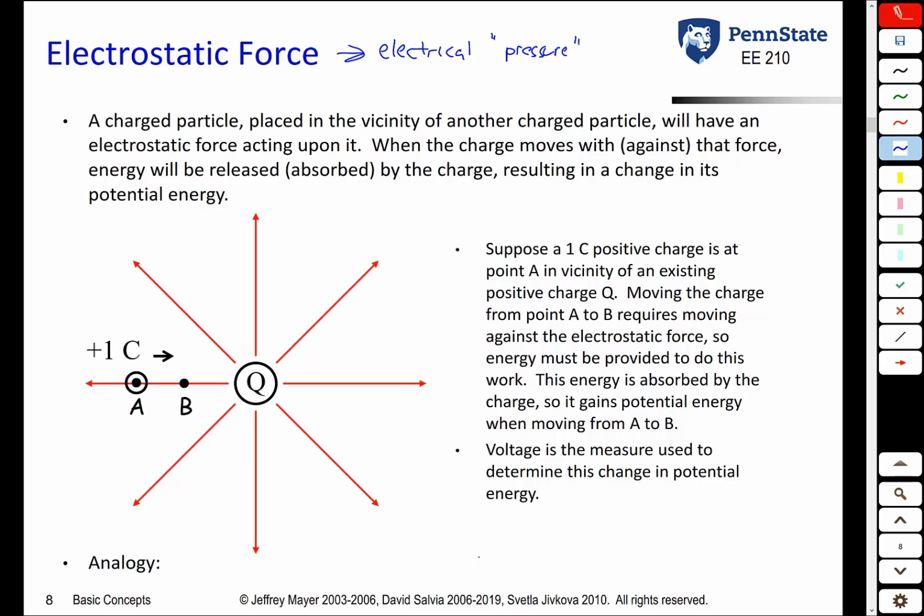By electrical pressure, we mean that electrostatic force is what causes current to flow. Before we talk about electrostatic force, let's talk about a similar force that you might understand a little bit easier, and that is gravitational force. Think about the Earth.